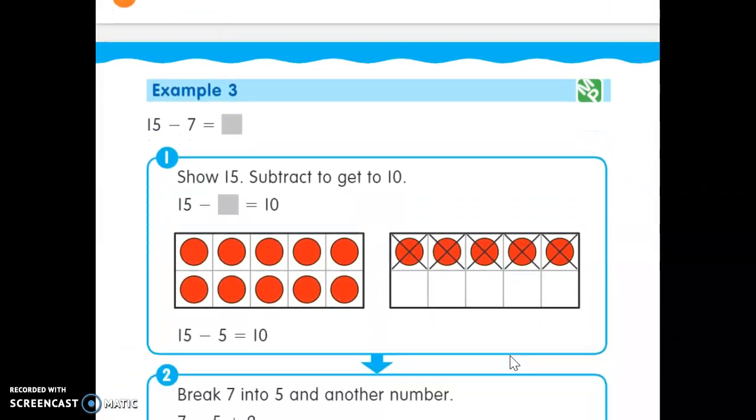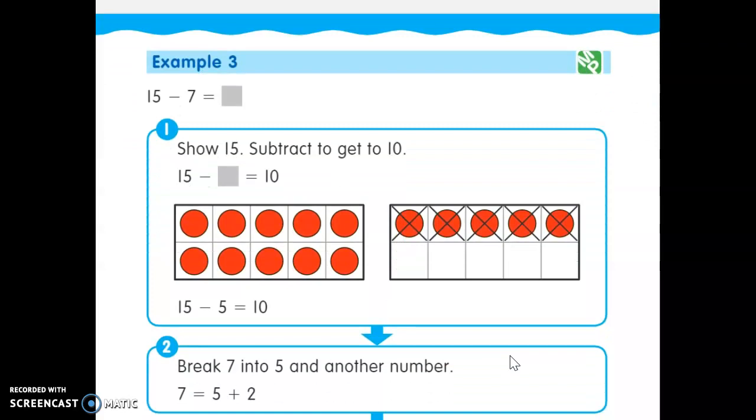This one is one way that you guys are very familiar with. So it says 15 minus 7 equals an unknown number. So how do we find that out? Well, we show 15. Okay, I have 10 here and 10 here, minus a number to get 10. So let's try that.